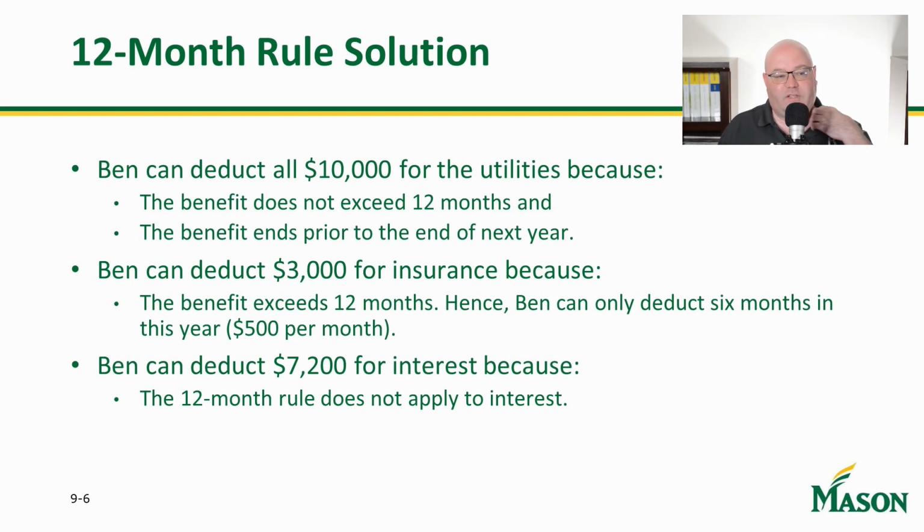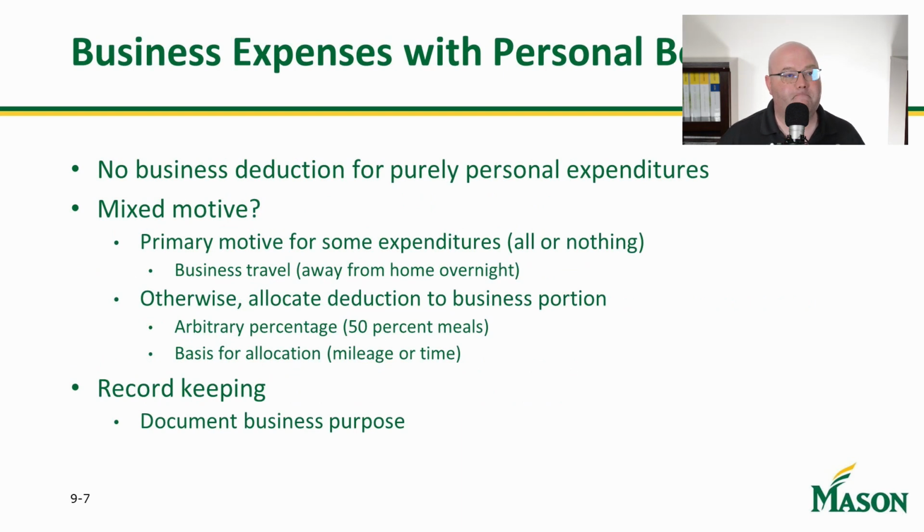First of all, I have never seen anybody who pays utilities 12 months in advance. I guess it could happen. It depends, maybe supermarkets and things of that nature do it if they think it works for them. But then the benefit ends prior to the end of next year. Ben can deduct $3,000 for insurance because the benefit exceeds 12 months. Hence, they can only deduct 6 months this year at $500 a month. And then Ben can deduct $7,200 for interest because the 12-month rule does not apply to interest, as we talked about. Business expense with personal benefits.